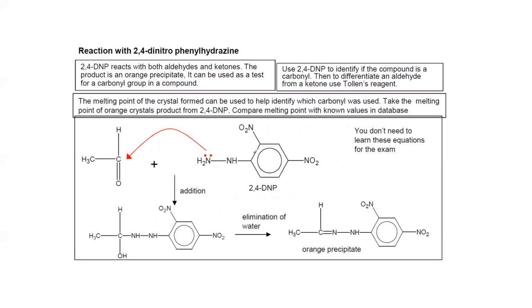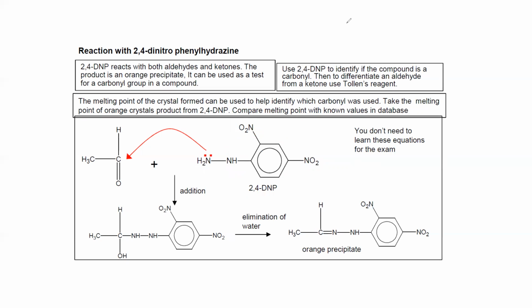You can see from 1, 2, 3, 4, 5, 6, the second position and fourth position have a nitro group. That's why it is 2,4-dinitro. D stands for di and N stands for nitro. When the amine groups are attached to a benzene ring, which has alternating double bonds, we call that a phenyl group. So 2,4-dinitrophenylhydrazine, because of this NH2 and NH, it is hydrazine.